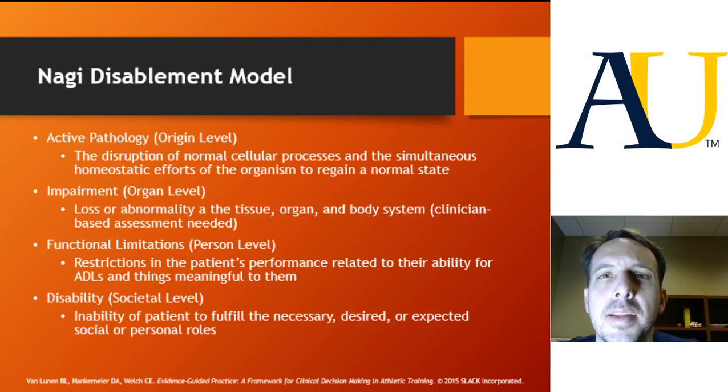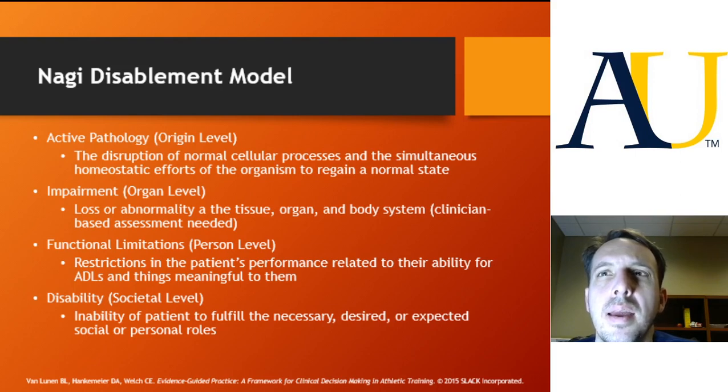So when you think of an active pathology in the Nagi model, you're thinking about the disruption of the normal cellular processes. All right, so this is the condition itself. It could be a rupture of a ligament. It could be swelling. It could be inflammation. Whatever the actual pathology is that is going on from a cellular level is categorized as the active pathology.